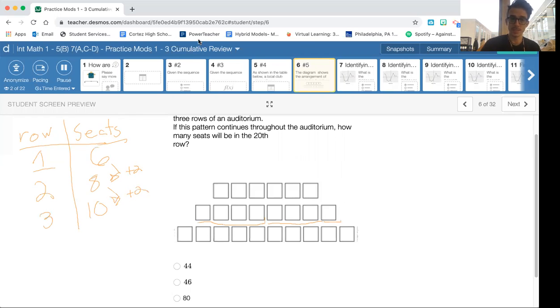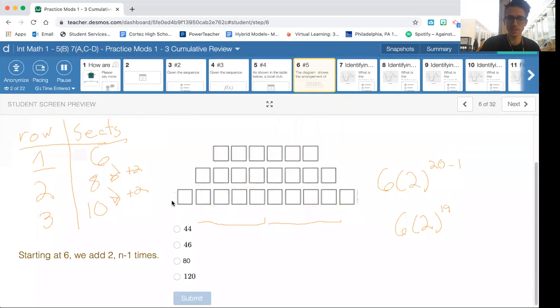So if I was using it in a sentence to talk about this, starting at 6, we add 2 times n minus 1. Because again, we're dealing with row 1 that only has 6. So if I wanted to find the number of seats in the 20th, I could put together this equation, 20 minus 1. So really, you need to find 6 times 2 to the 19th power. Do you know what that is?